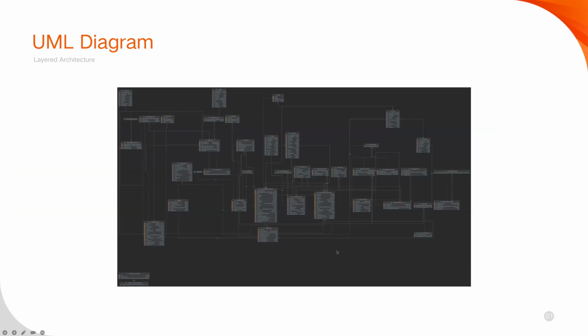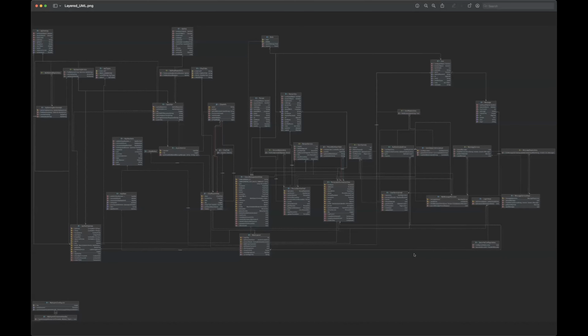Moving on to the UML diagram of the layered architecture, we can see that it consists of four layers. Let me zoom out. The presentation layer is at the bottom and corresponds to the classes related to front-end page display. And the data storage layer is at the top and corresponds to the entity classes.